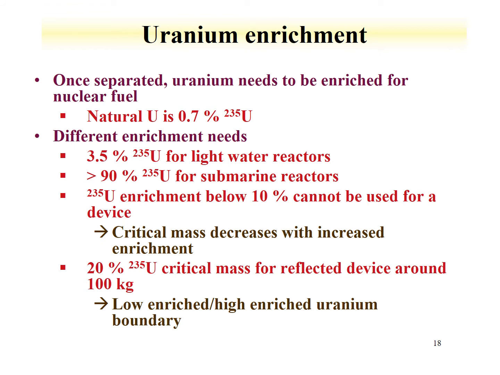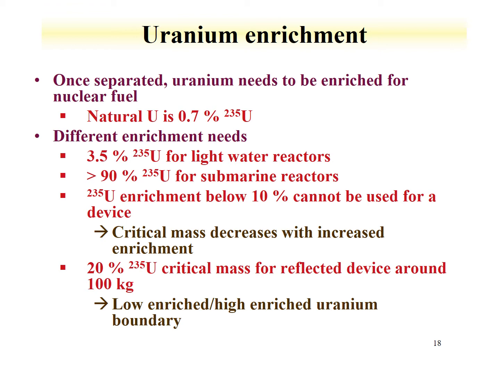Right, so we went over how to separate uranium from the ores and how to purify the uranium from those ores. Now we have a system where we need to enrich our uranium. If we remember, natural uranium is only 0.7% uranium-235. Depending upon what the needs are, for instance, a light water reactor, where we need 3.5% enriched uranium-235, or for a submarine reactor, over 90% enrichment.